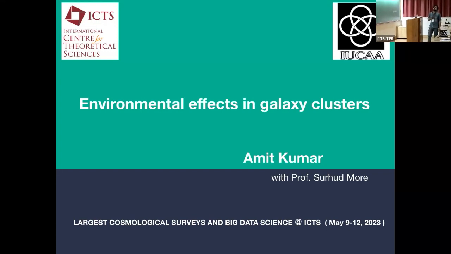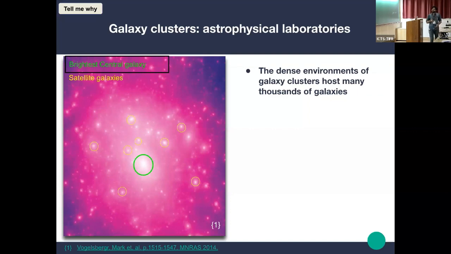The title of the talk is Environmental Effects in Galaxy Clusters. Galaxy clusters are collections of hundreds to thousands of galaxies. At the center of a typical galaxy cluster, you find a big bright galaxy, and the rest of the galaxies in the cluster are known as satellite galaxies. There are various processes going on in galaxy clusters because of which the evolution of the satellite galaxies residing there can be affected.